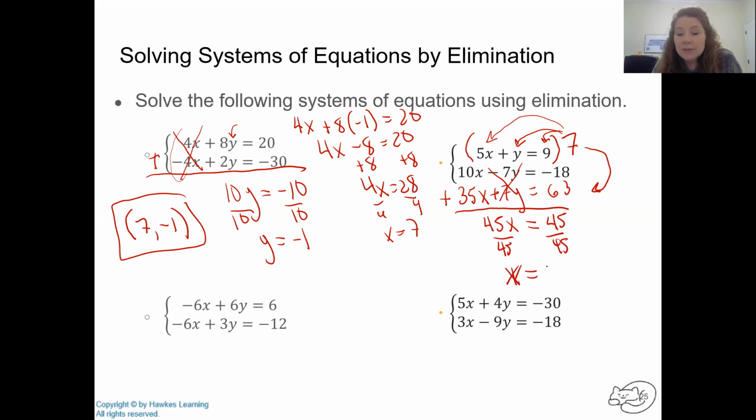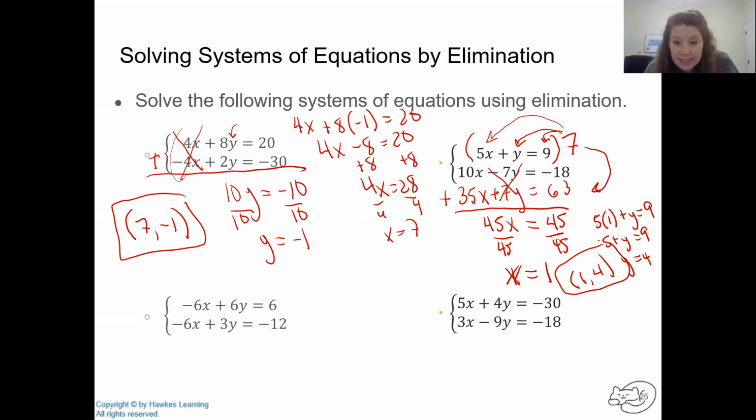And now I can plug 1 into the top or bottom. I'm going to do the top because my numbers are smaller. 5 times 1 plus y equals 9. So I have 5 plus y equals 9. I'm going to subtract 5 from both sides, and y equals 4. So my x is 1 and my y is 4. And that's the answer.